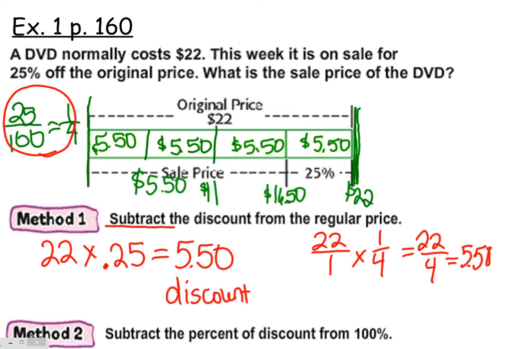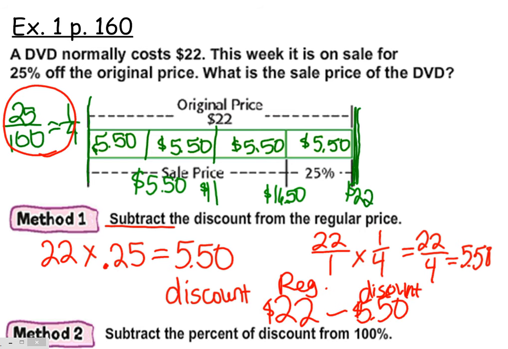Now you subtract the discount from the regular price. So we take the regular price there, subtract $5.50. This is our discount. Oops. Sorry, it's a little bit sloppy. 22 minus 5.50 equals $16.50, and that is exactly what our bar diagram shows, where we take the 25% off here.